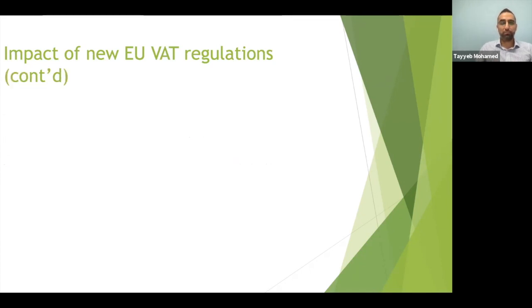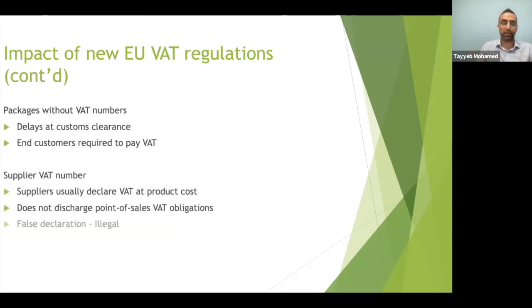Now, let's take a look at what the impact of the new regulations is if you don't comply, if you don't register with IOSS. What are the options out there? Your packages can still be shipped to the customer, but then the customer needs to pay VAT. If you are sending your package without an IOSS number, there would be a possible delay at customs clearance. Secondly, the end customer would be required to pay VAT.